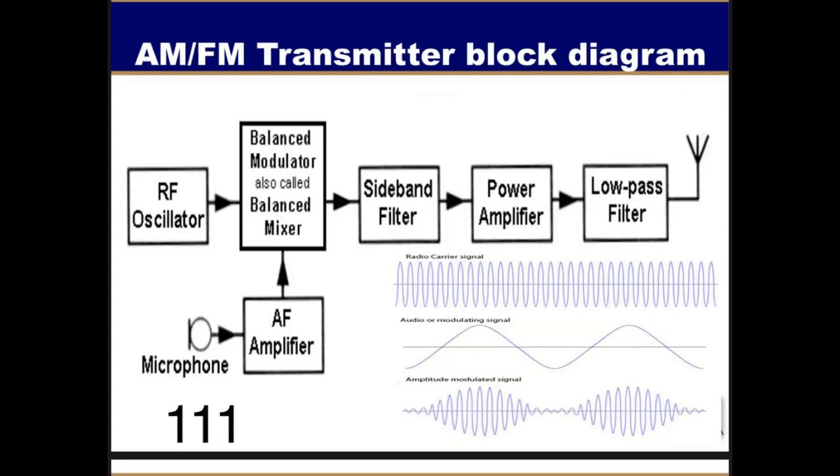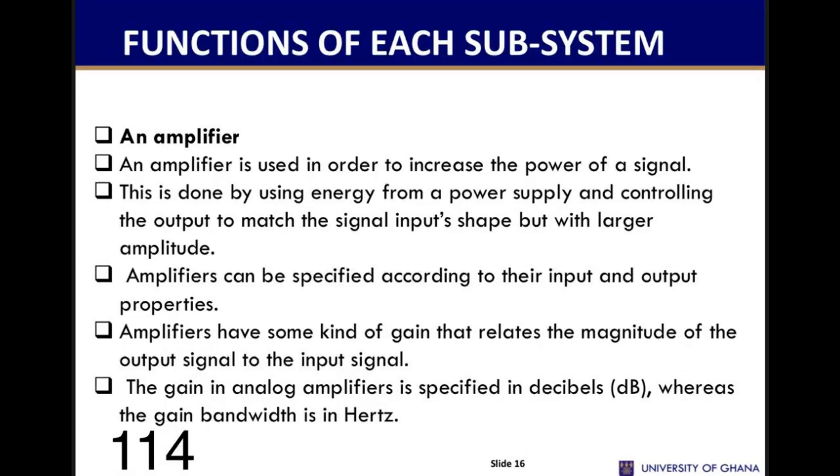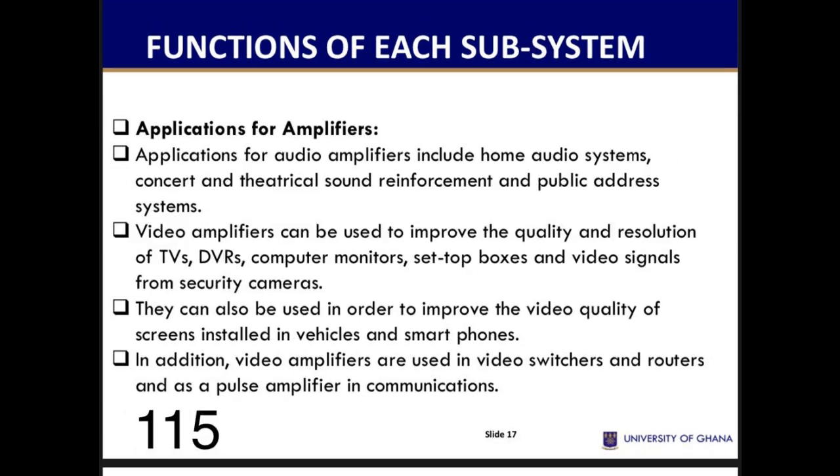Functions of each subsystem. An amplifier is used in order to increase the power of a signal. Amplifiers have some kind of gain that relates the magnitude of the output signal to the input signal. They can also be used in order to improve the video quality of screens installed in vehicles and smartphones. In addition, video amplifiers are used in video switchers and routers, and as a pulse amplifier in communications.